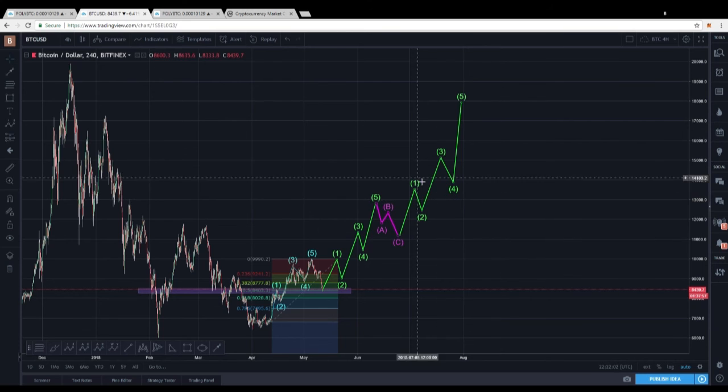And what I mean by 5, 3, 5 is 5 waves up, 3 waves corrective, 5 waves up, 3 waves corrective, 5 waves up. So that's 5, 3, 5, 3, 5. Now, it's 5 down, and then 3. But that only happens once, and then we go back into the 5, 3, 5, 3, 5 again.